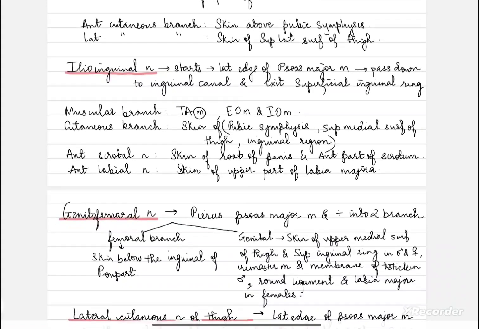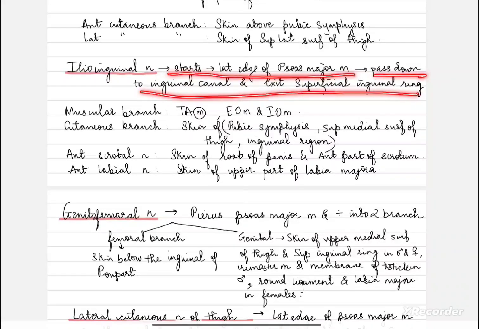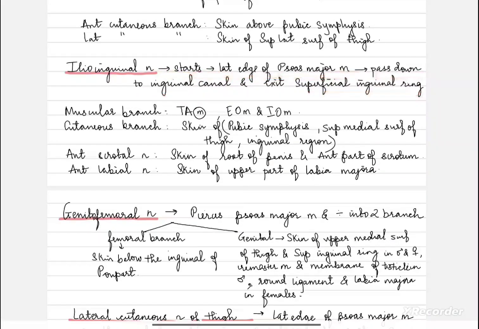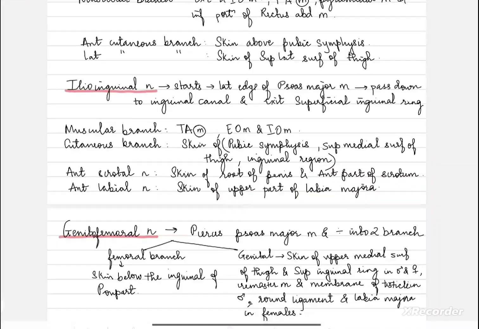Now, next is the ilioinguinal nerve. The ilioinguinal nerve starts at the lateral edge of the psoas major muscle, passes down to the inguinal canal and exits through the superficial inguinal ring. Muscular branches go to the transverse abdominis, external oblique and internal oblique muscles. Cutaneous branches go to the skin of the pubic symphysis, superior medial surface of the thigh and inguinal region. The anterior scrotal nerve supplies the skin of the root of the penis and anterior part of the scrotum, and the anterior labial nerve supplies the skin of the upper part of the labia majora.